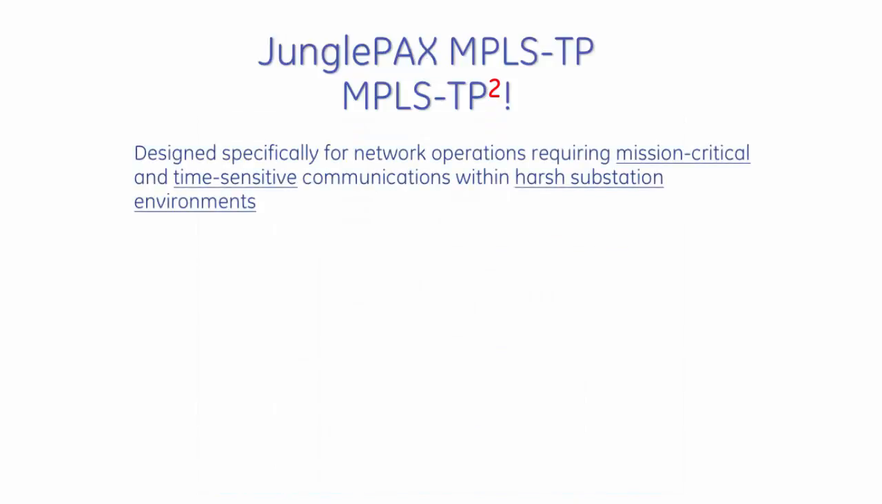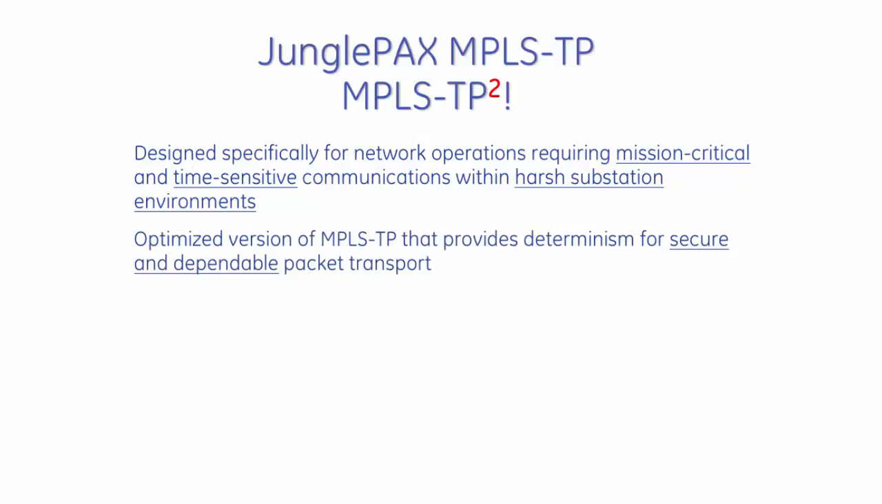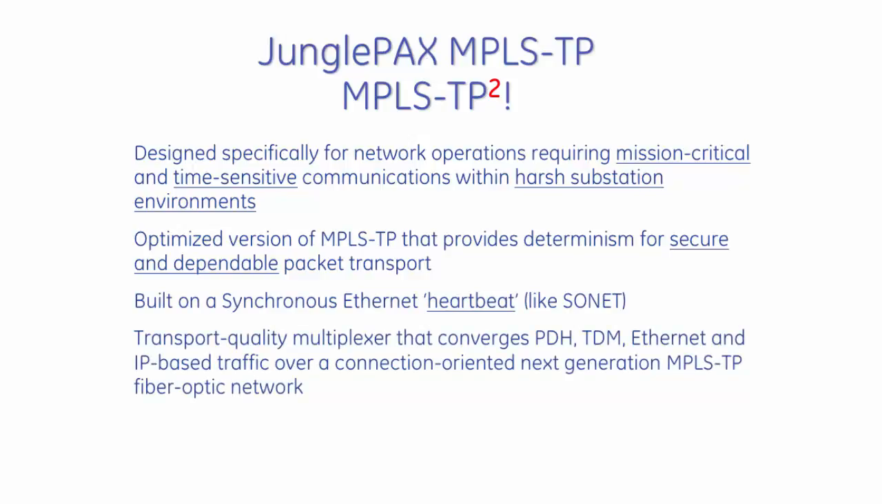GE's JunglePAX platform is a platform that runs MPLS-TP. As we mentioned earlier though, the MPLS-TP we've implemented on the JunglePAX is an enhanced version of MPLS-TP. We don't just meet the standards, we beat them, and we like to call that MPLS-TP squared. The JunglePAX is designed specifically for network operations requiring mission-critical and time-sensitive communications within harsh substation environments. The JunglePAX runs an optimized version of MPLS-TP that provides determinism for secure and dependable packet transport. It's built on a synchronous Ethernet heartbeat like SONET. The JunglePAX is a transport quality multiplexer that converges PDH, TDM, Ethernet, and IP-based traffic over a connection-oriented next-generation MPLS-TP fiber optic network.